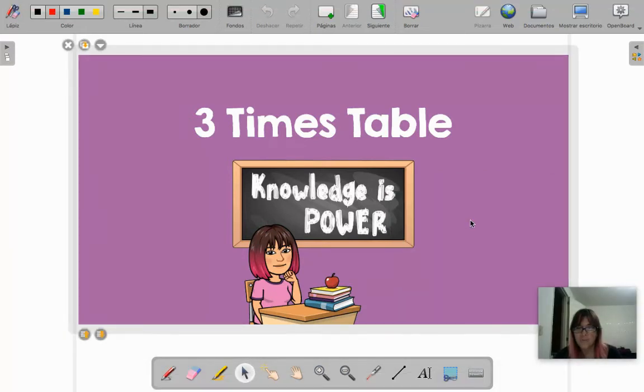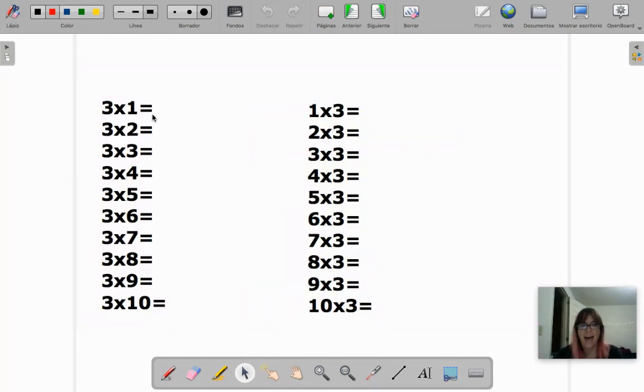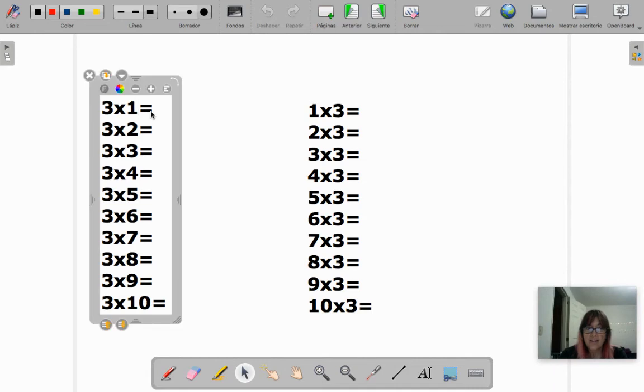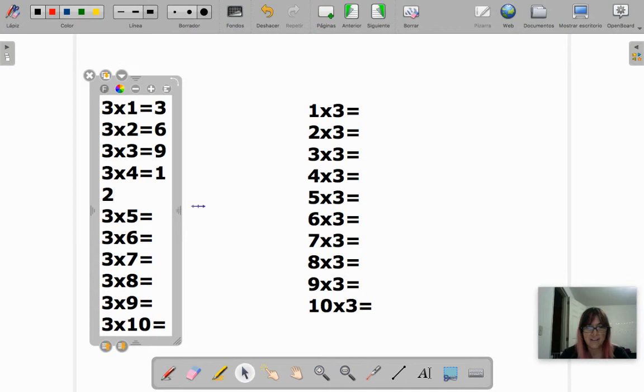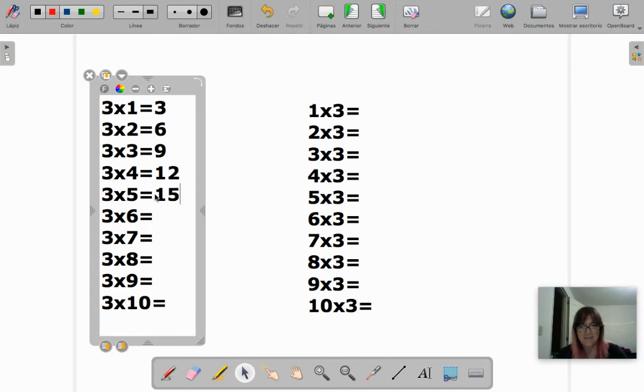So now you can do this. As we say it, now you know it by memory. Here I have 3 times 1, times 2, times 3, times 4. So you actually don't really have to think. You already know it. It's 3, 6, 9, 12. What's the next? 15, 18, 21, 24, 27, 30.